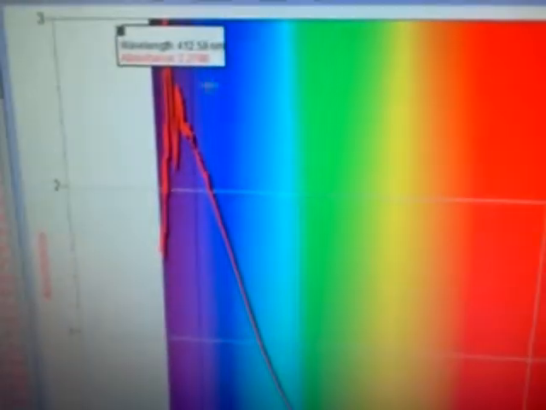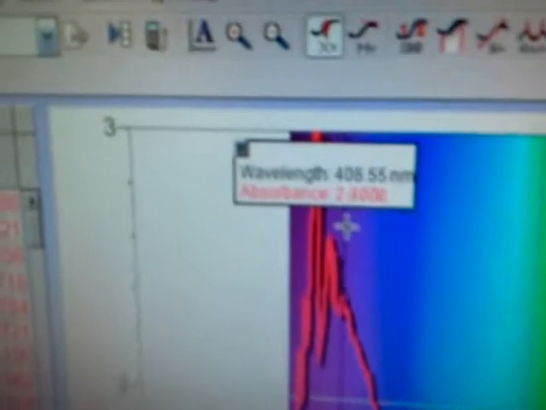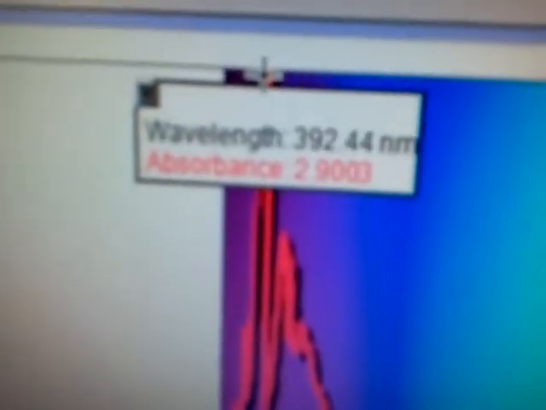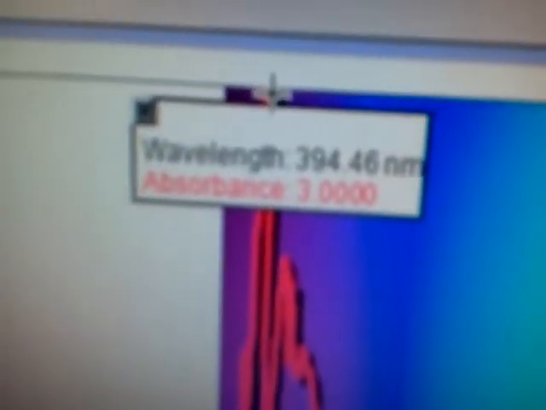As you can see, the base solution of red cabbage juice is absorbing bluish and purplish colors, which describes it as a yellowish tint. The absorbance peaks at about 3.0, and the wavelength at this point is about 394.46 nanometers.